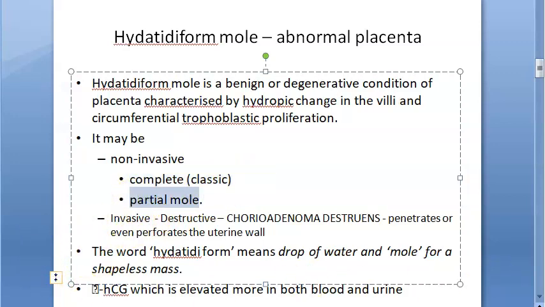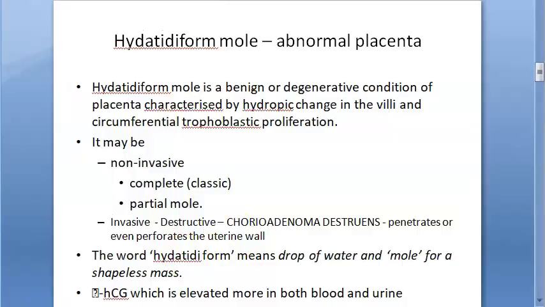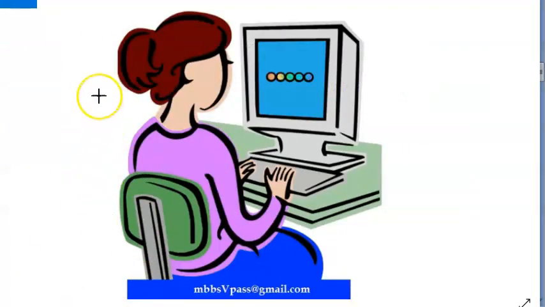Okay, let us look at this. Why is it called hydatidiform mole? It means the villi will look like a drop of water. Okay, so it'll be like a shapeless mass. So normally what happens, guys? So there will be an ovum, right? And then there will be a sperm which comes and fertilizes it. Okay, now what will happen?